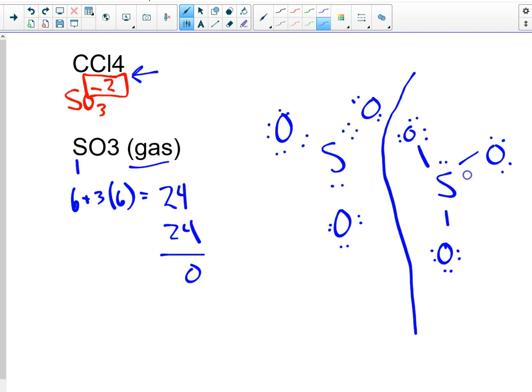Oh, did I put him in the wrong spot? Okay, thank you. Does that make sense on why this is actually more common than SO3 gas?